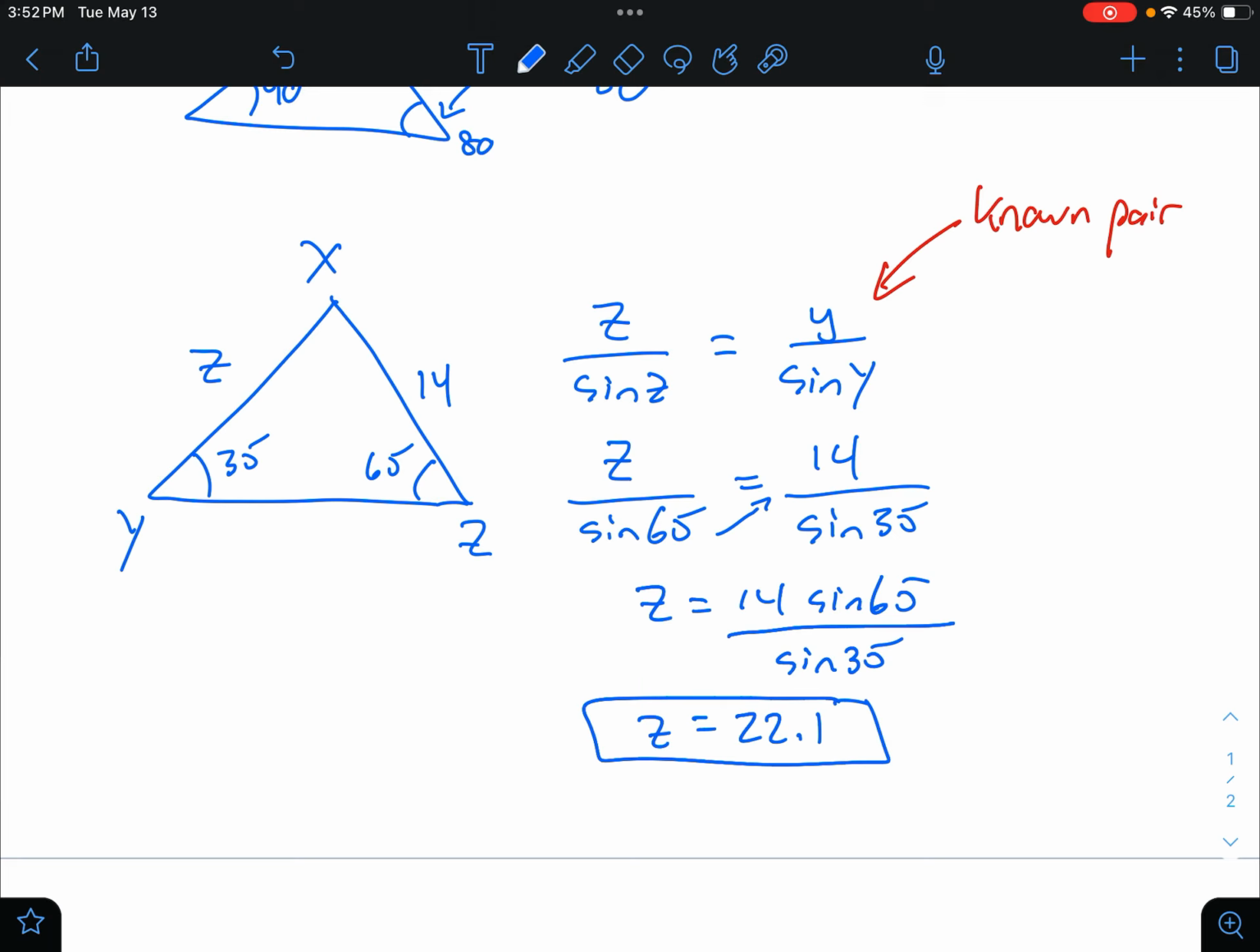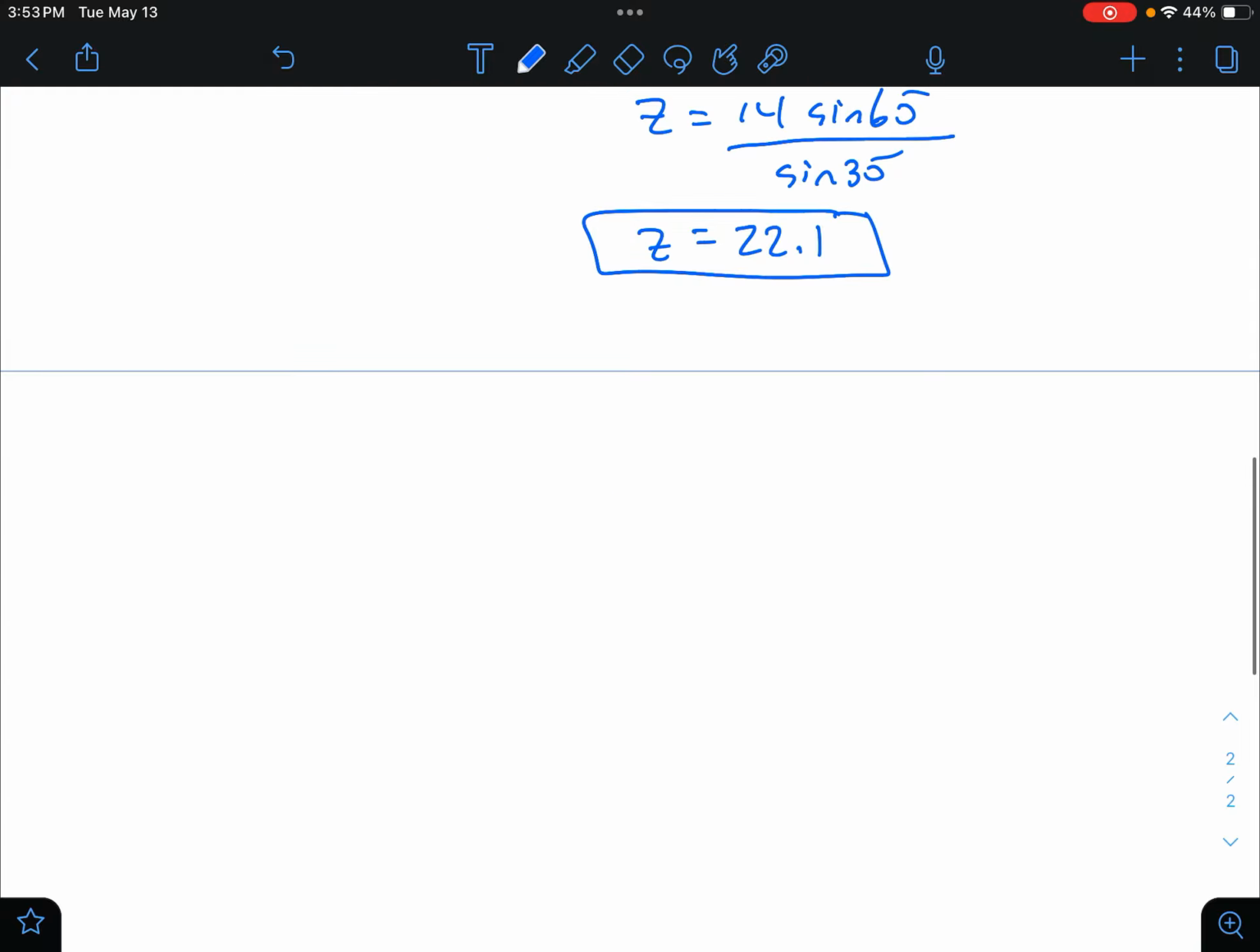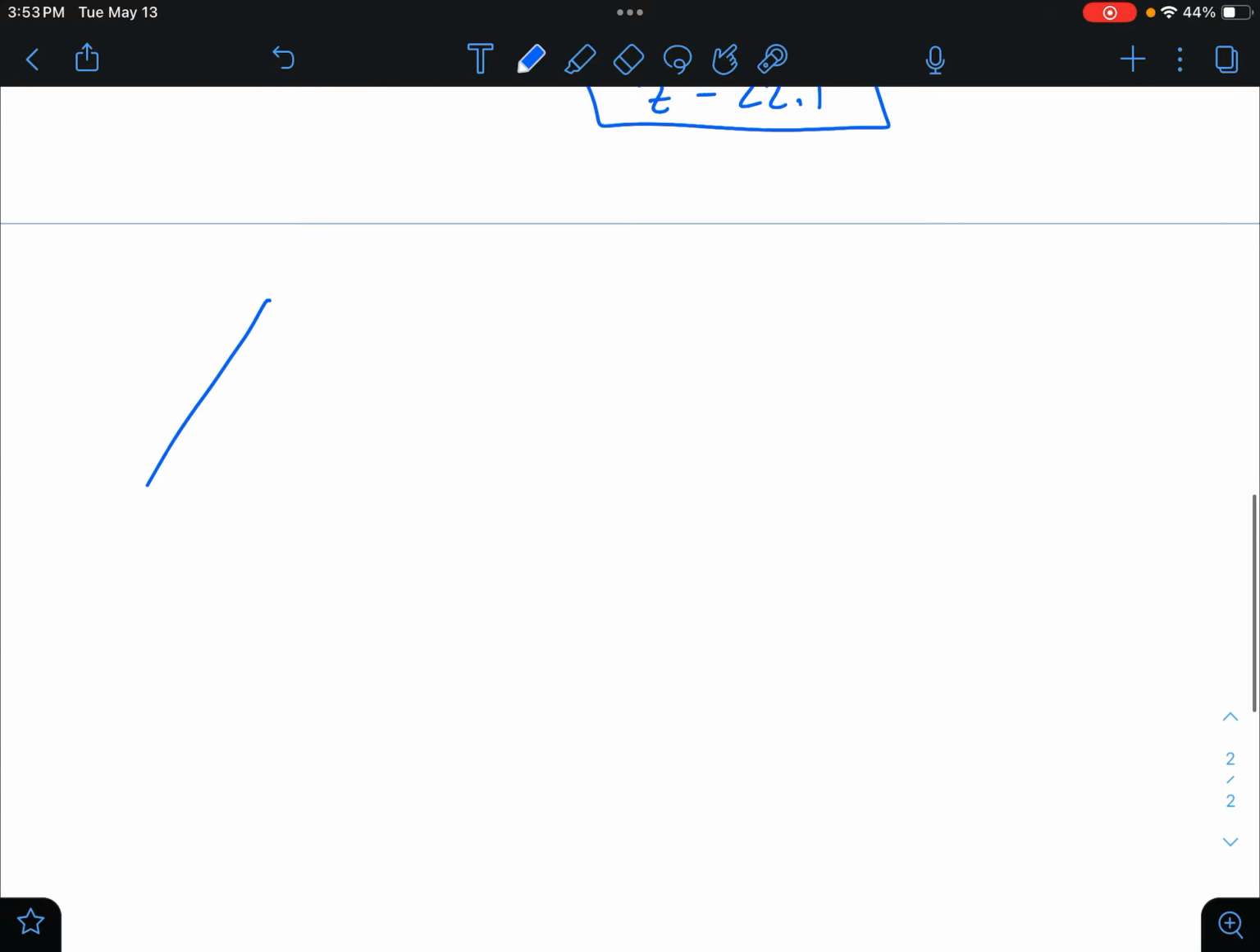Now you could actually continue with this. You could go 180 minus 35 minus 65. You could figure out angle x next. And then if you know angle x, you could get side x the exact same process, the same exact steps right here, okay? So that's an example of how you would use the sine law to get a side. Now what happens if you've got to get an angle? So let's do another example here. This time we'll go back to the letters ABC.